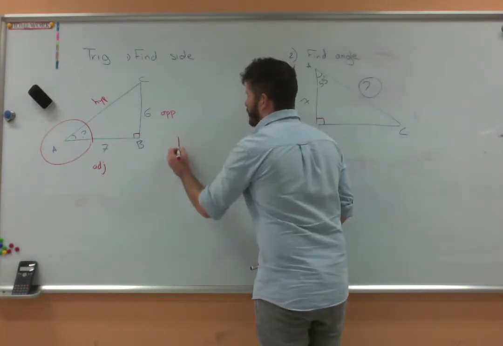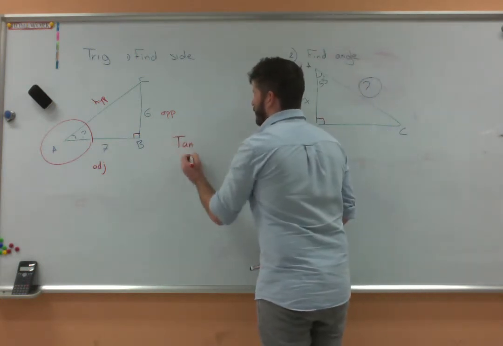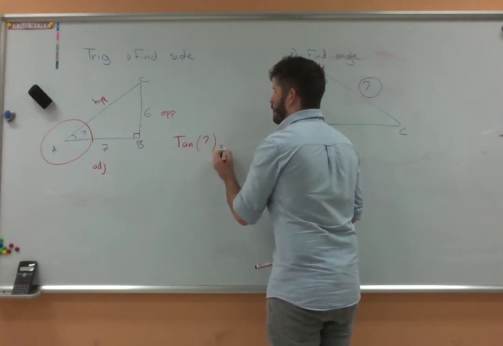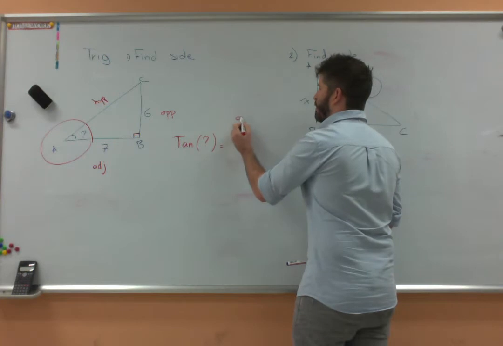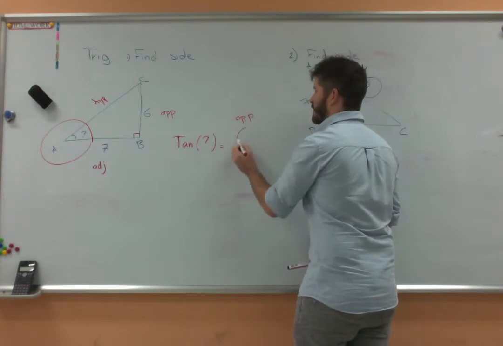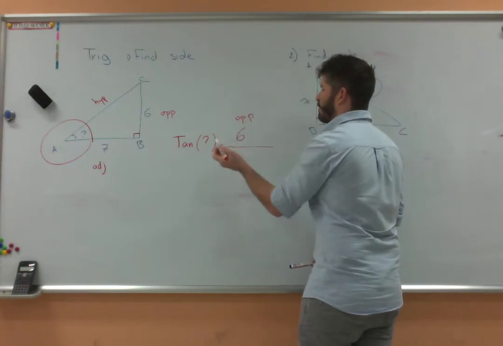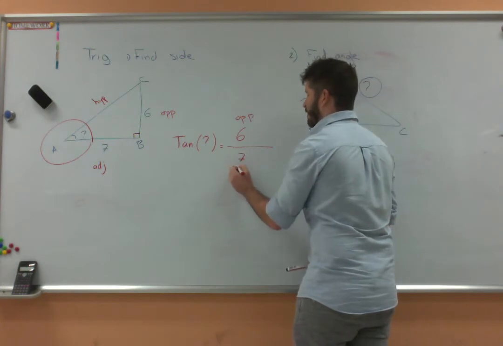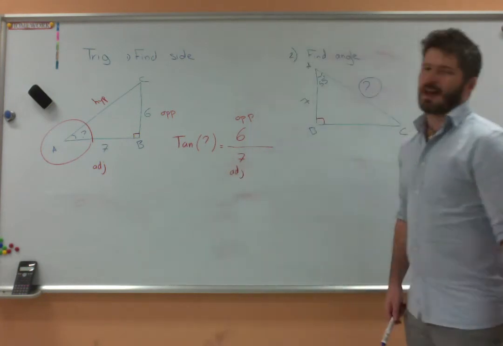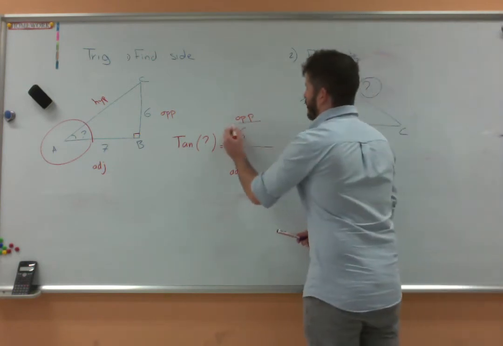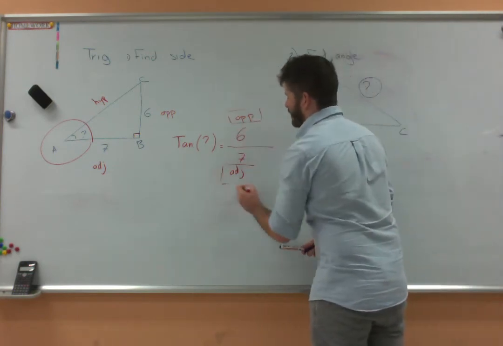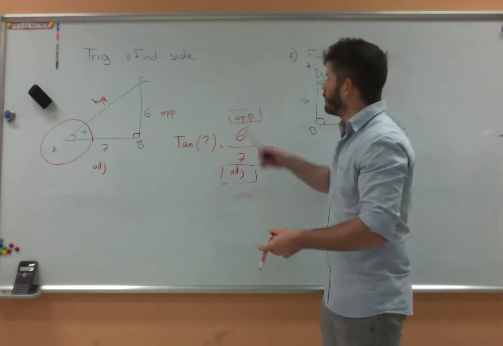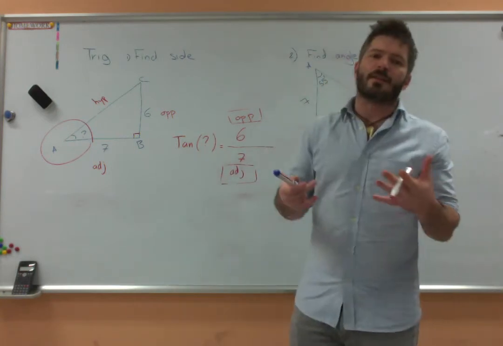So my tangent of question mark would be equal to the opposite side, which is 6, over my adjacent side, which will be 7. So that's what we have. I made sure I wrote out the opposite side and the adjacent side, just so you can have a sense of tangent of an angle is equal to the opposite over the adjacent.